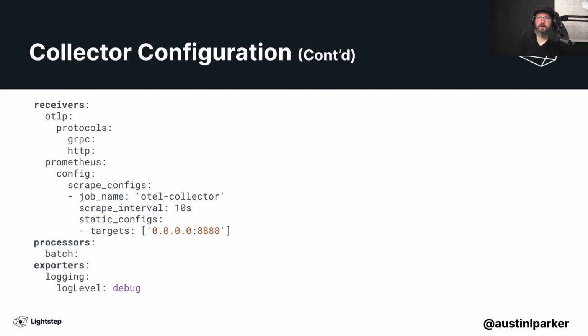We set up a batch processor. Batching will simply batch up telemetry. So instead of sending every span as one outgoing request, it says we'll batch it up every 5 seconds or every 50 megabytes, whatever. And this, again, gives better compression ratios and less bursty, more consistent network throughput.